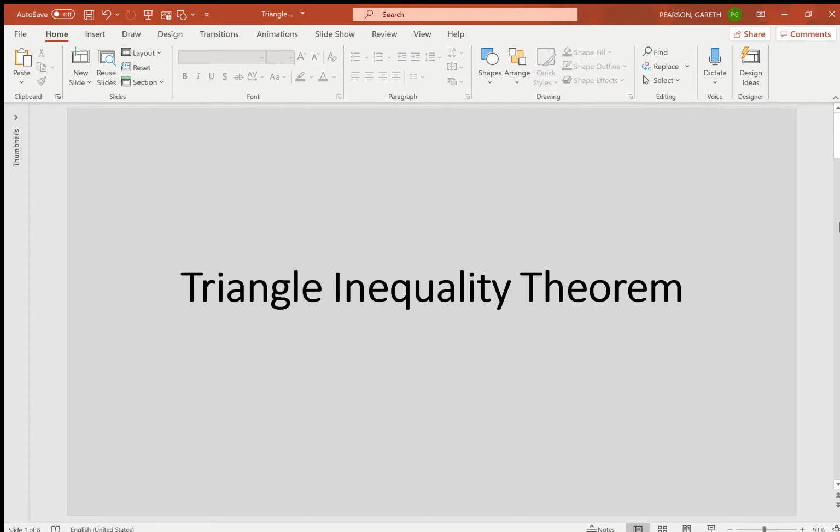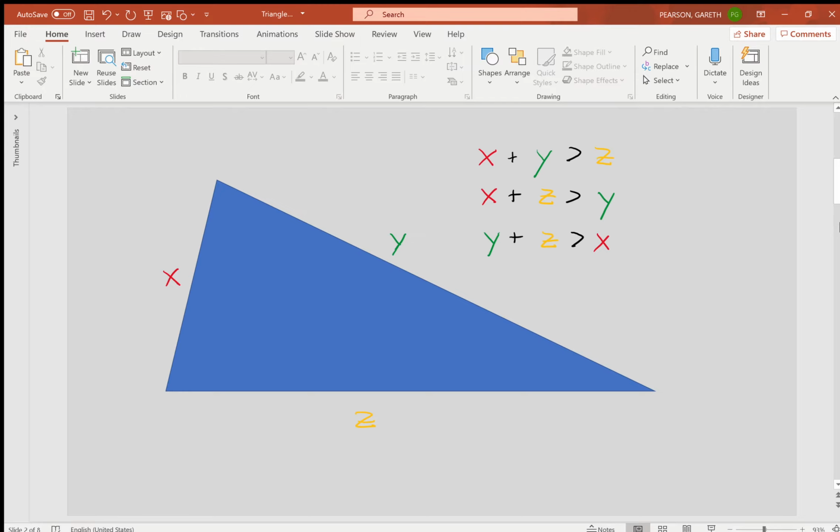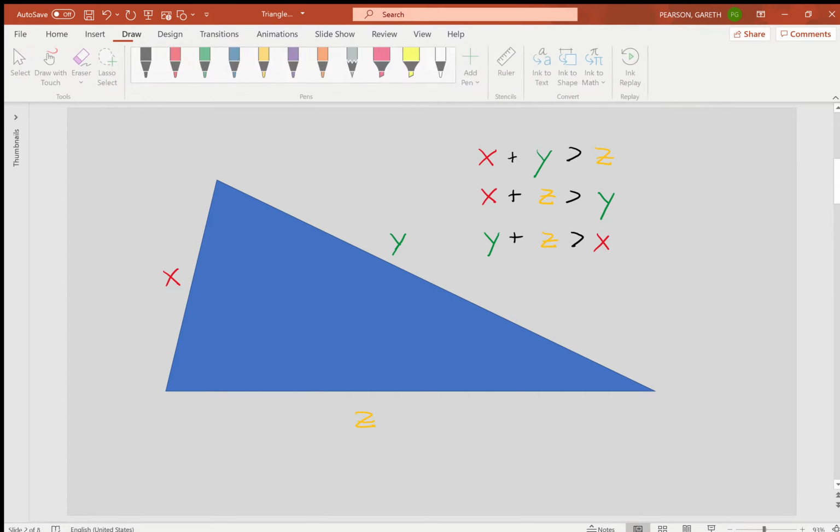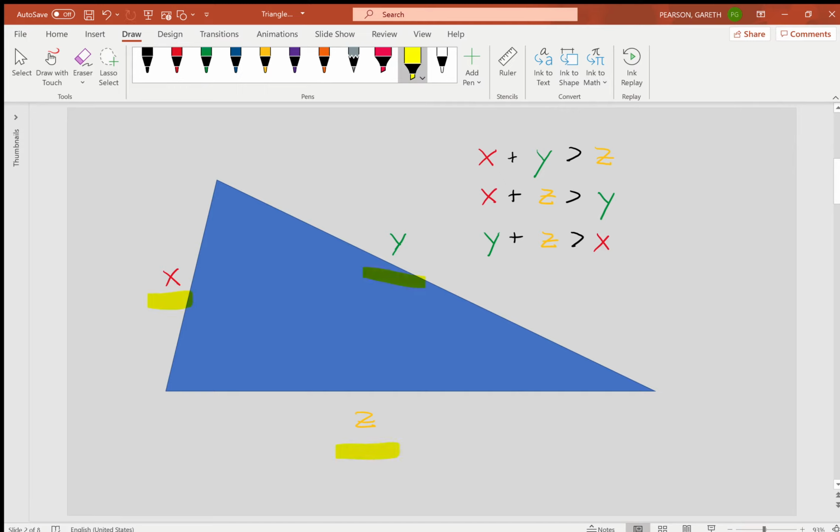Now you may be wondering, what is the triangle inequality theorem? A lot of complicated math here, you might think. Oh no, what is this? It's really simple. You'll notice that we have three sides to every single triangle. Yes, we have 1, 2, 3 sides.